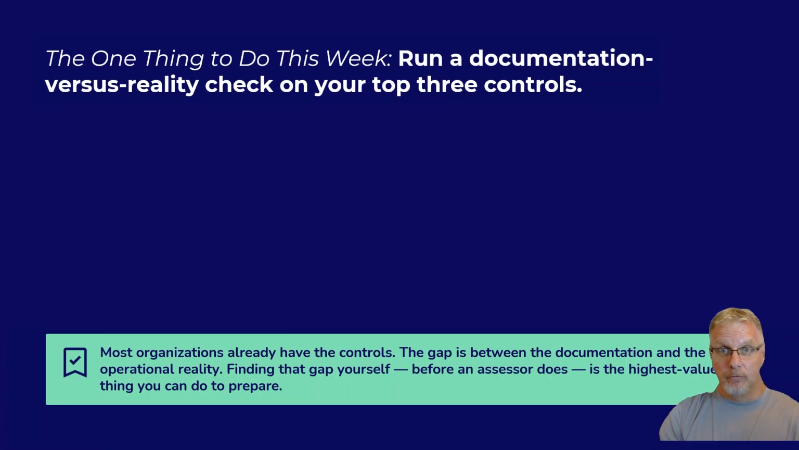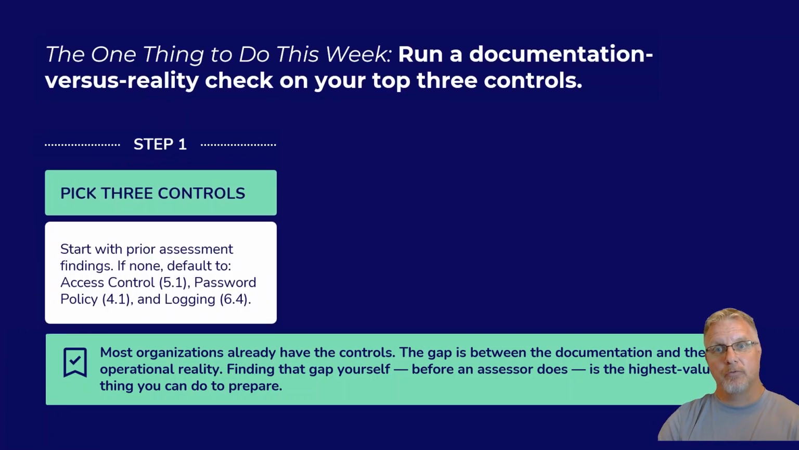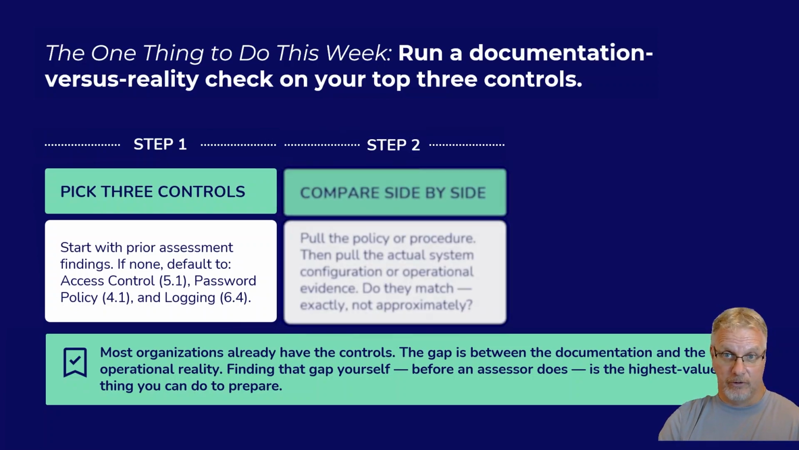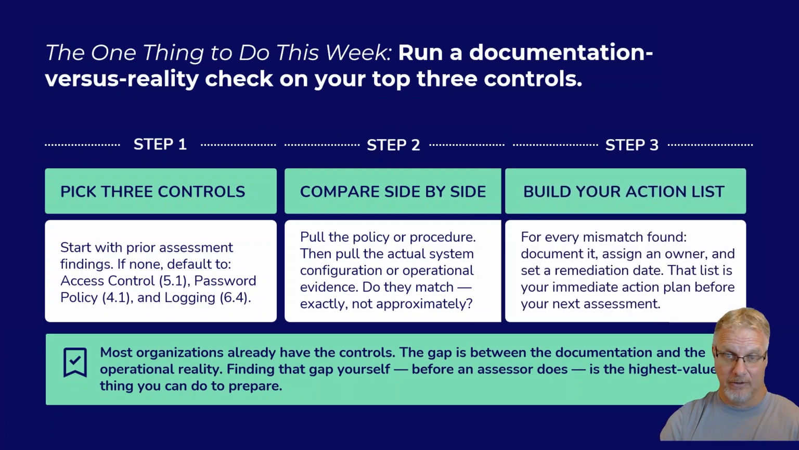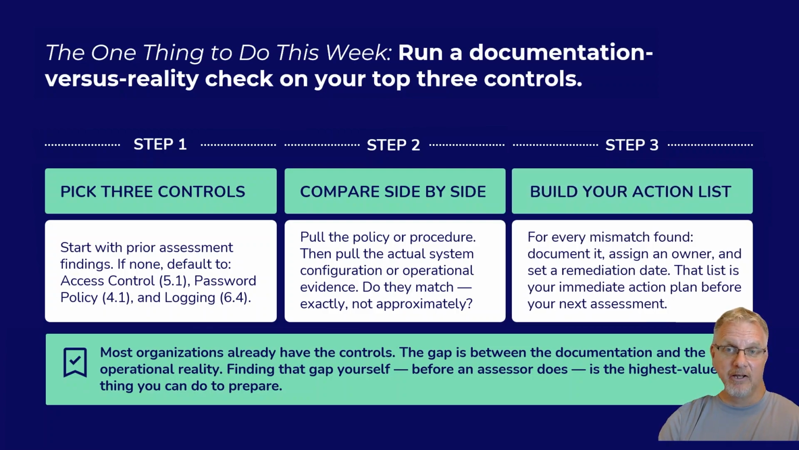So here's what I recommend doing this week. Run a documentation versus reality check on your top 3 controls. Start with your assessment findings. If you don't have any, default to access control 5.1, password policy 4.1, and logging 6.1. Pull the policy and procedure for each, then pull the actual system configuration or operational evidence. Ask yourself, do they match exactly? Not approximately. Every mismatch you find, document it, assign an owner, and set a remediation date. That list becomes your immediate action plan.